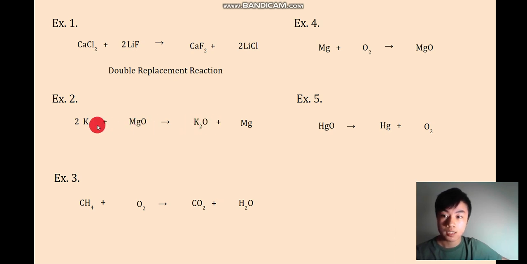And since the potassium and magnesium are only switching places, this is going to be a single replacement reaction, because notice how the only things being switched are the cations of the reaction, which are potassium and magnesium, which turns into K2O and then magnesium as the products.